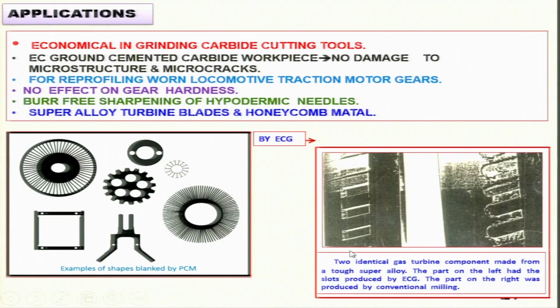By ECG you can see over here, this is the part which has the burrs and rough surfaces, and this is the part finished by electrochemical grinding. Compared to this, there are no burrs and the surface of the teeth is much better. So, two identical gas turbine components made from a tough superalloy. The part on the left had the slots produced by ECG and the part on the right was produced by conventional milling. You can see here the rough surfaces and burrs, there are no rough surfaces and burrs over here.